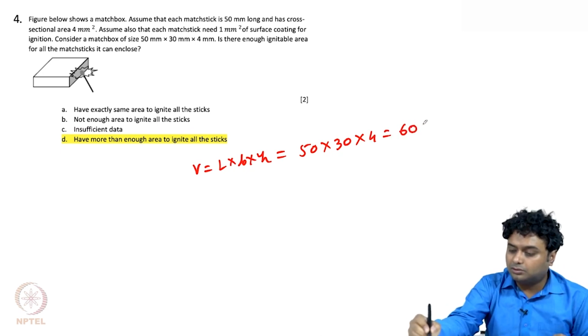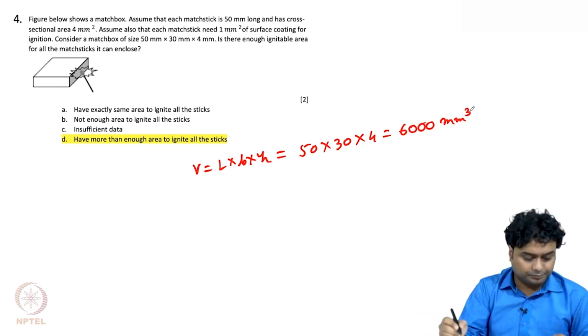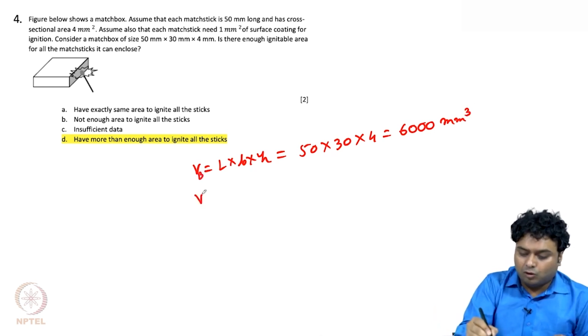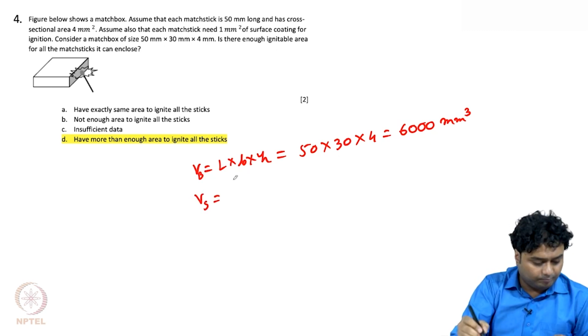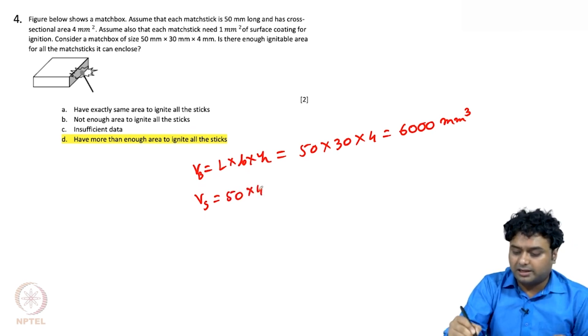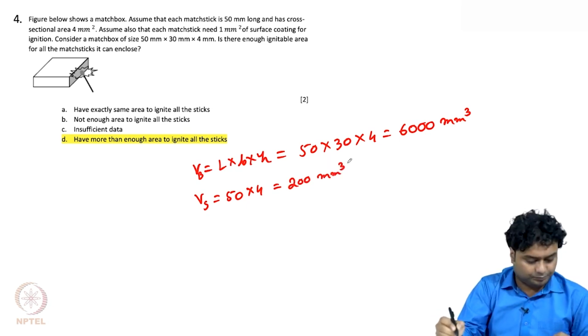That comes about 6000 millimeter cube. Volume of each stick, so this is the volume of the box. Now the volume of each stick is equal to 50 into 4 millimeter square, which is the area. So 50 into 4 is equal to 200 millimeter cube.